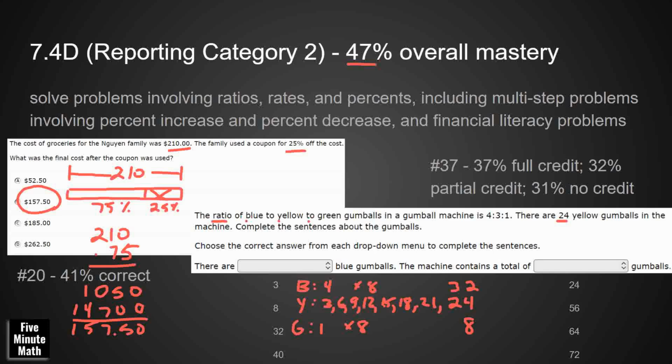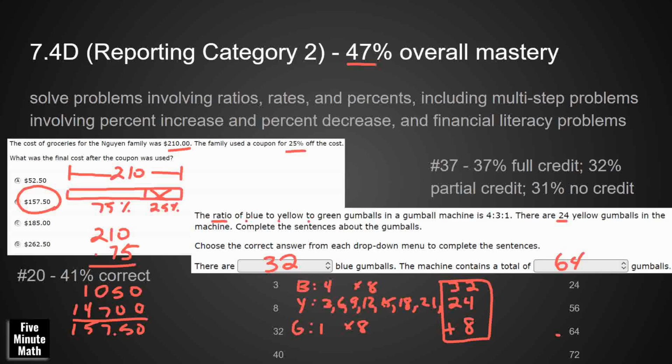All right, so this is what I'm left with. There are blank blue gumballs. You see my answer choices are 3, 8, 32, and 40. My answer is 32. And the machine contains a total of blank. Okay, so now I need to take the 32, the 24, the 8, and add them up. 8, 24 make 32, so if you double 32, you're going to get your 64. So that's how you got full credit there.